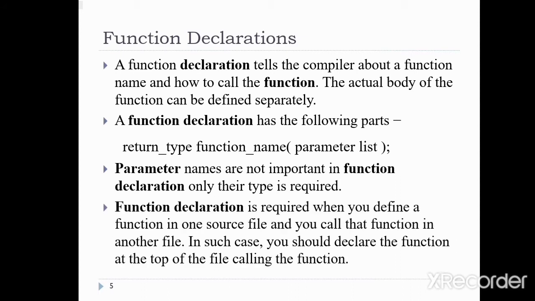A function declaration is required when you define a function in one source file and you call that function in another file. Okay, in such a case you should declare the function at the top of the file calling the function. You have to give the function name, so you should declare the function at the top of the file calling the function.